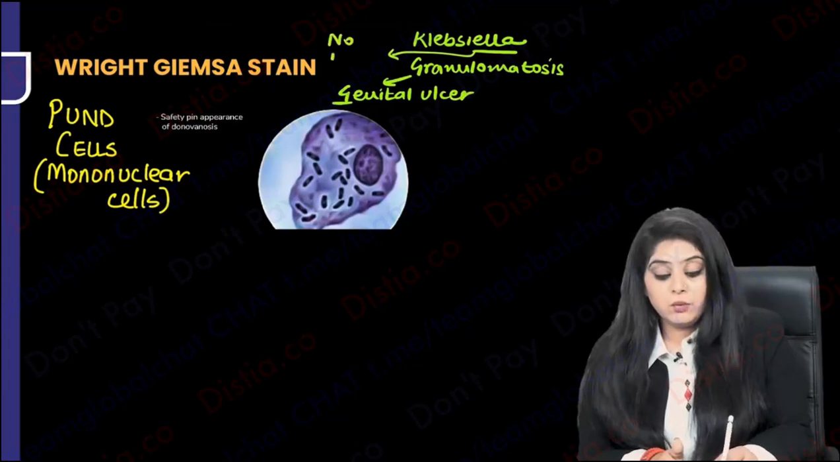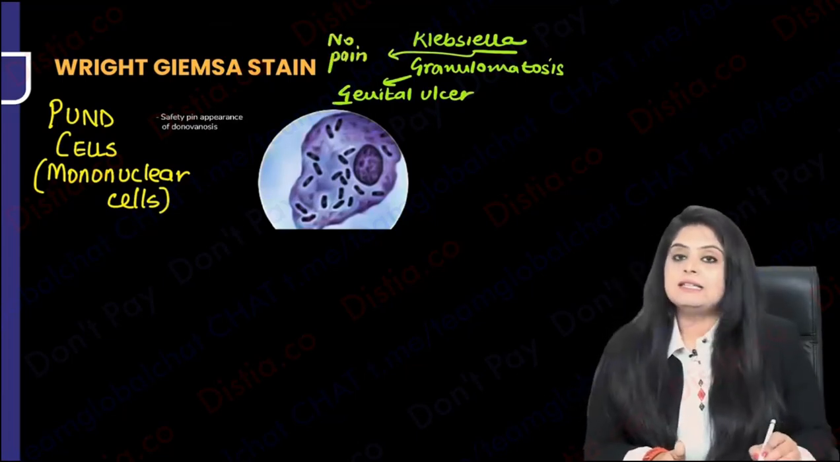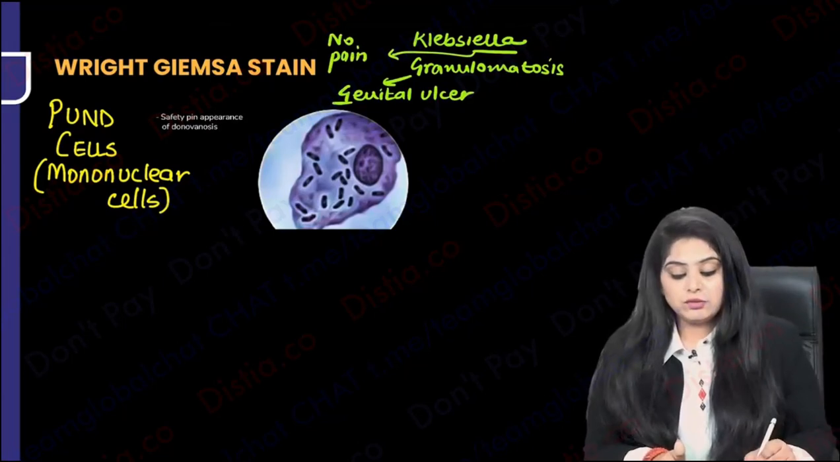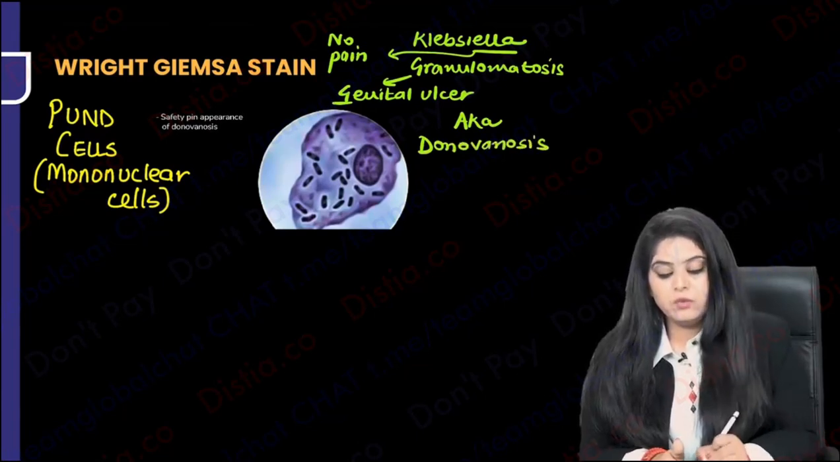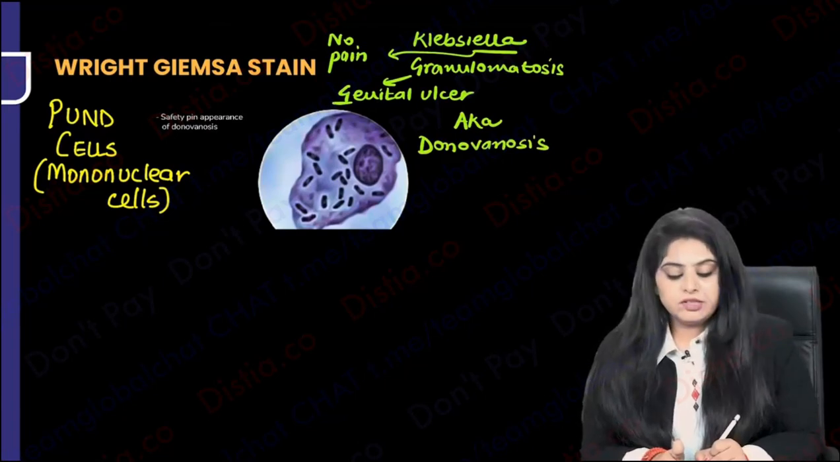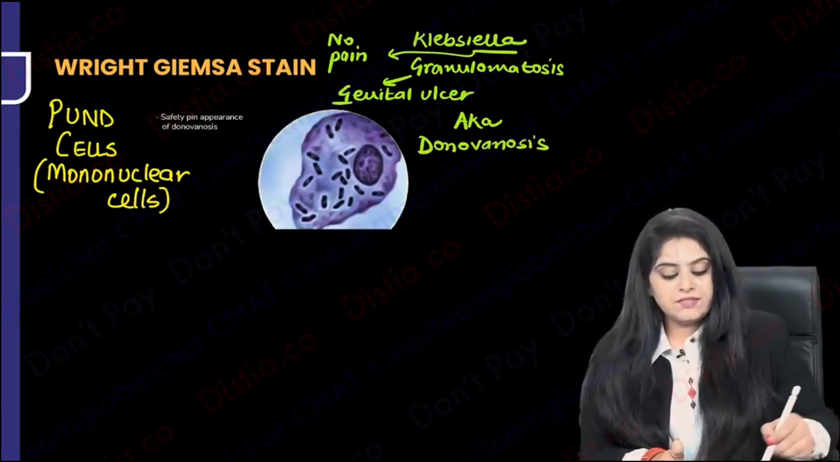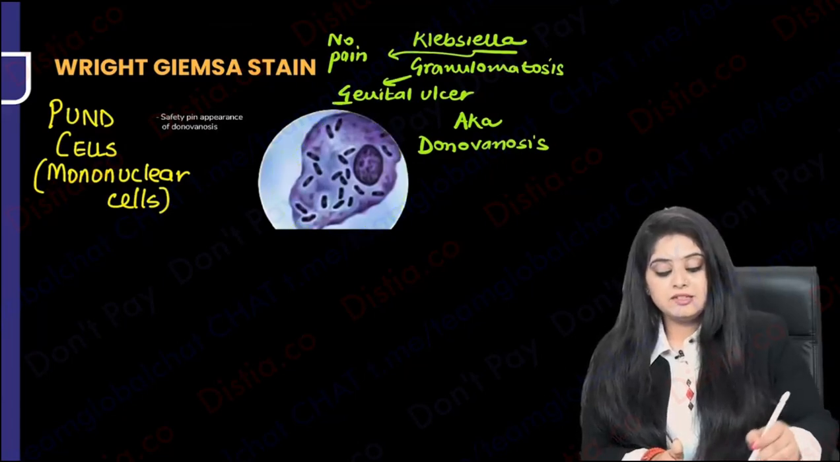So there is going to be no pain in this genital ulcer. That is Klebsiella granulomatis, also known as donovanosis. Donovanosis means that this is going to show you the Donovan bodies. What are Donovan bodies? So you can very well see over here that there is a big cell which we call as the Punt cell.